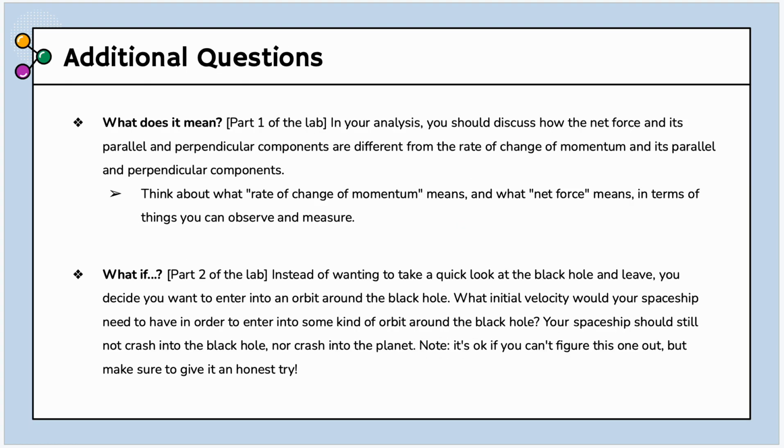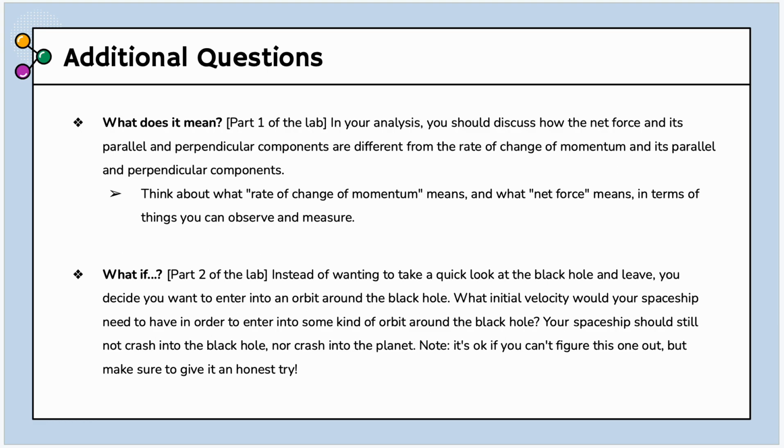Okay, so what does it mean and what if? In your analysis, you should discuss how the net force and its parallel and perpendicular components are different from the rate of change of momentum and its parallel and perpendicular components. So basically, I don't think there's any difference because they're both equal to one another. I guess the main difference would be that the rate of change of momentum could be calculated before part one without the mass of the black hole.